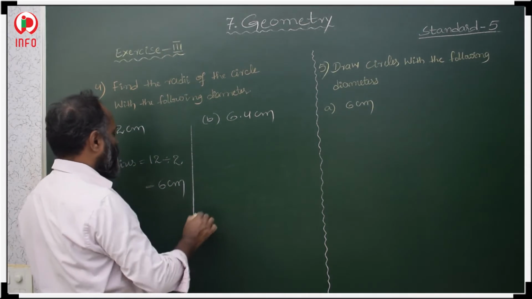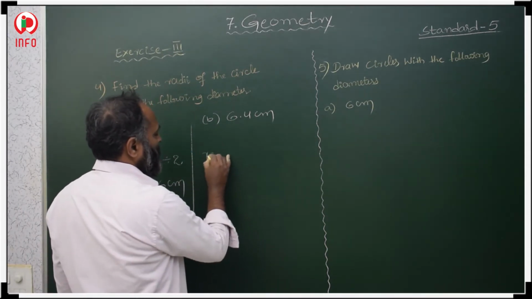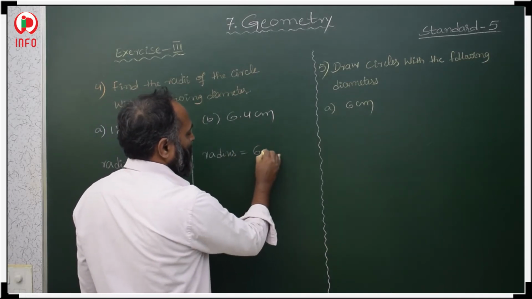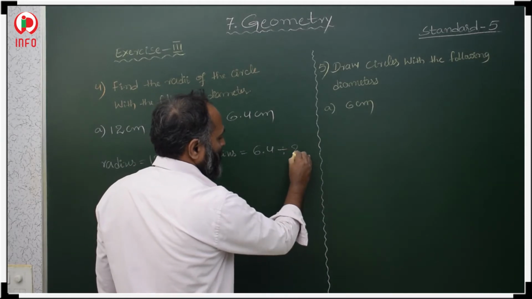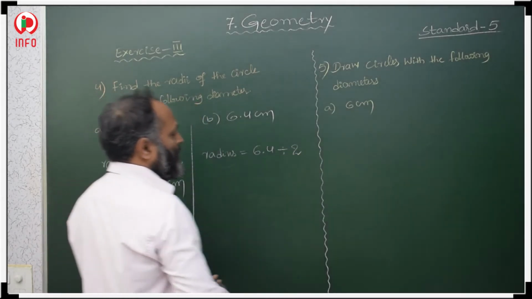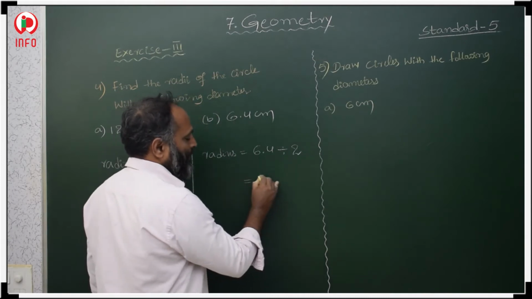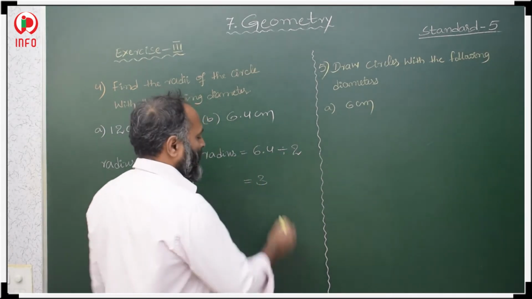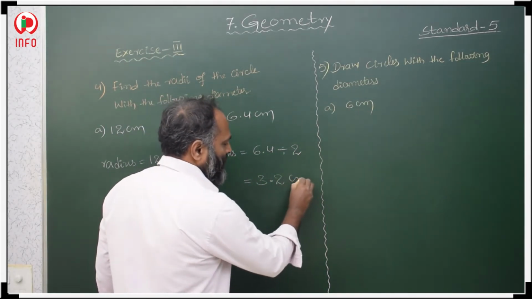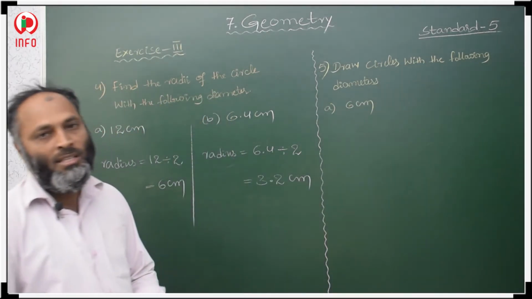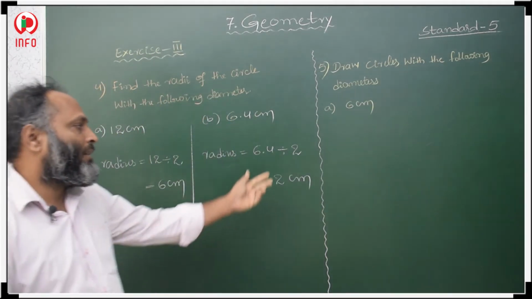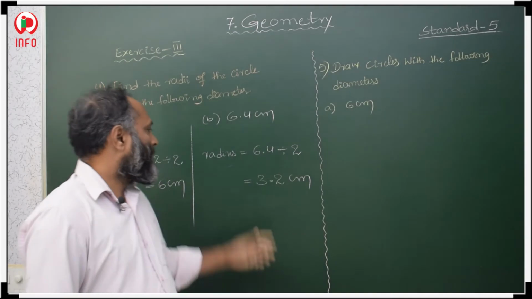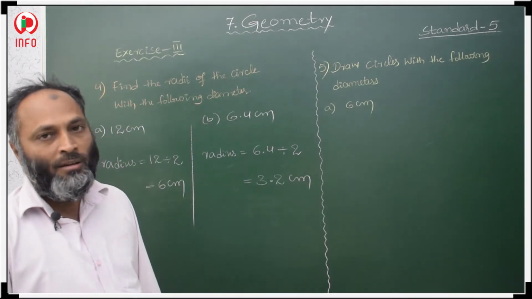In the same way, the radius is this diameter divided by 2. If you divide 6.4 by 2, then you will get 3.2, half of this. 6.4 half is 3.2, and half means we have to divide by 2. 6.4 half is 3.2. So, the radius is 3.2 centimeters, okay.